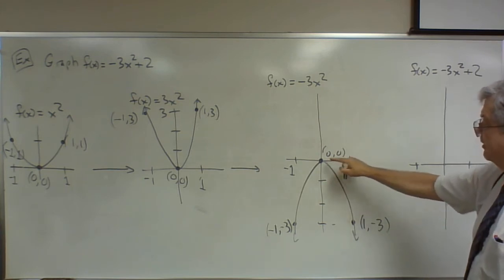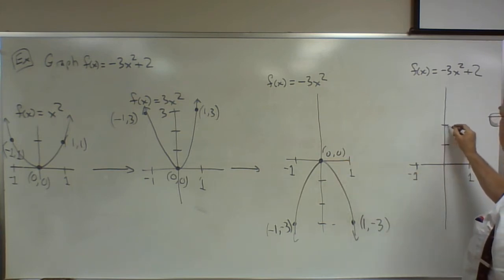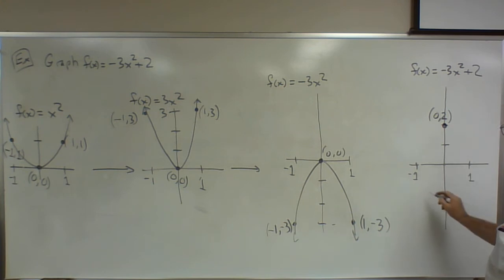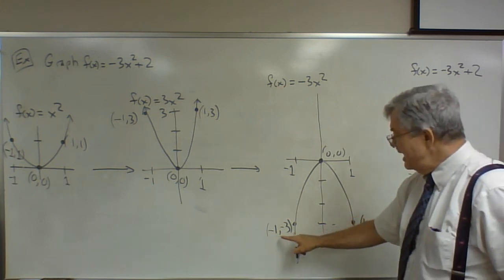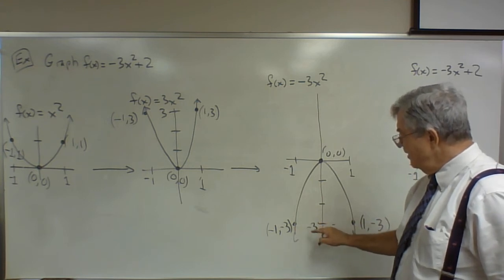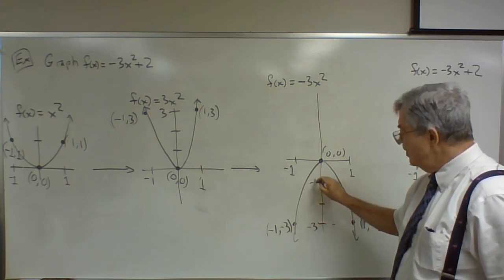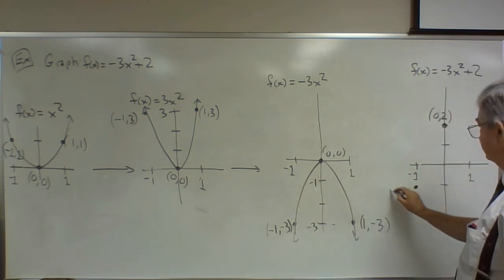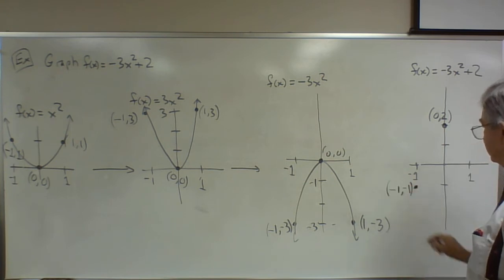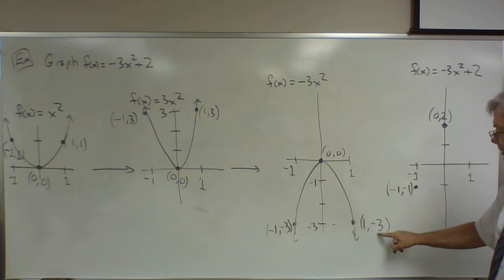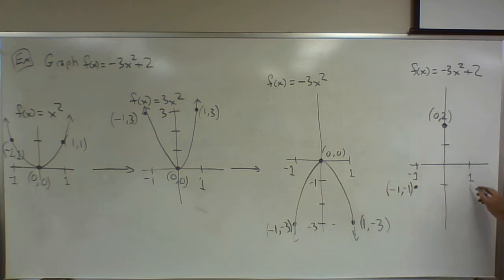So this point at 0, 0 is going to get moved up to 0, 2. And this point at negative 1, negative 3 is going to get moved up 2 units from negative 3 to negative 1. This point also is going to get moved up vertically 2 units from negative 3 to negative 1.